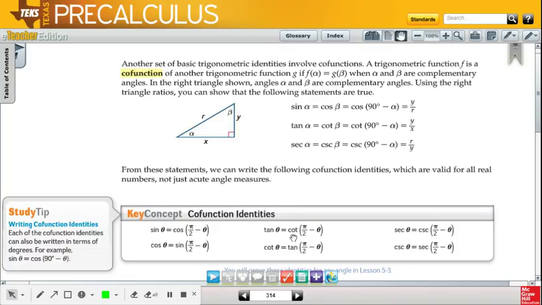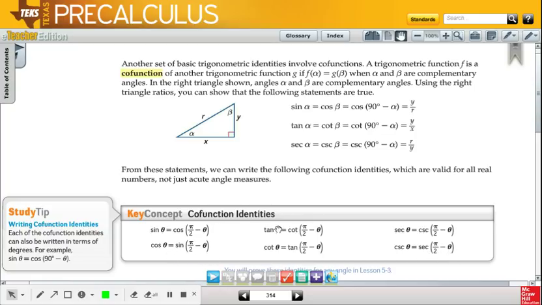Tangent theta is equal to cotangent of pi over 2 minus theta. Now cotangent theta is equal to tangent of pi over 2 minus theta. Secant theta is equal to cosecant of pi over 2 minus theta. And cosecant theta is equal to secant of pi over 2 minus theta.